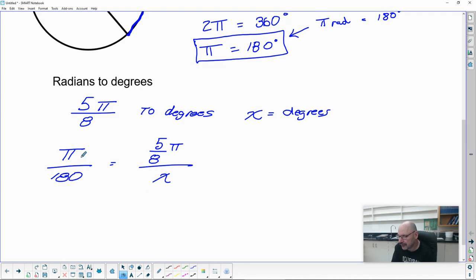Okay? We can cross multiply to get the equal ratio here. So pi times x, and we don't have to estimate the pi because it'll cancel out. Pi x equals 5 pi over 8 times 180. Okay, so we can cancel pi out on both sides because it's on both sides. And x then is just 5 times 180 divided by 8. Take your calculator out. 5 times 180 divided by 8. If you do that, you get 112.5 degrees.